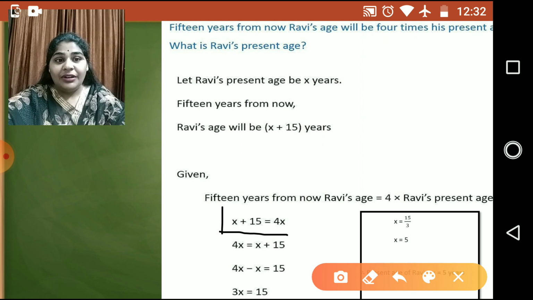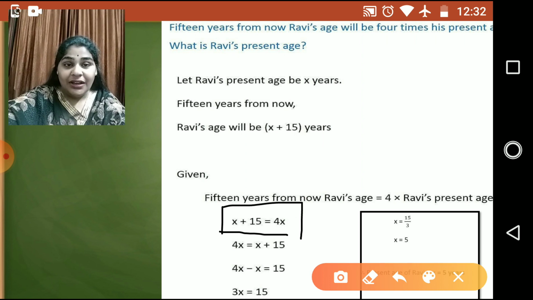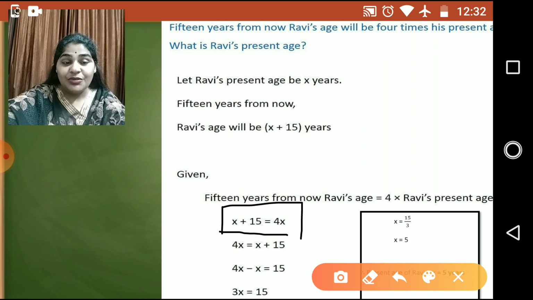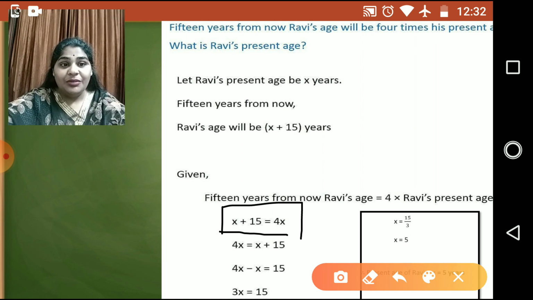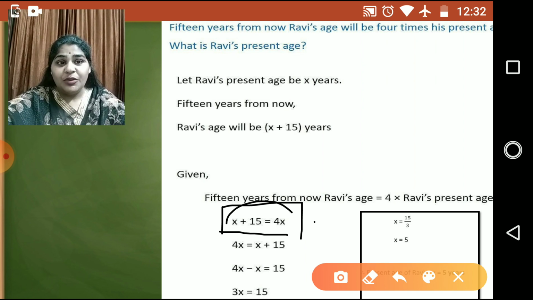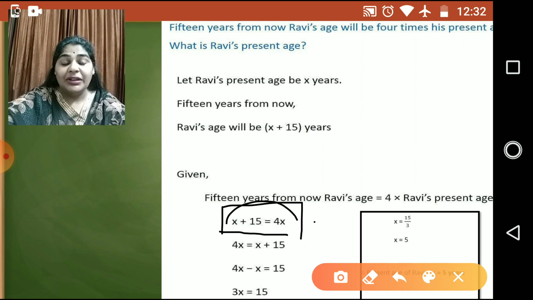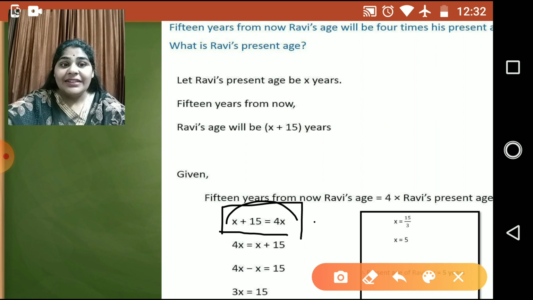Once you get your equation, now you have to solve the equation and find out the value of x. That is how to solve, you know very well. We transpose the constants as well as variables, right? So here you can see now x plus 15 is equal to 4x. If I transpose x to the right hand side, it will become minus x. 4x minus x will be 3x. So we will get 3x is equal to 15.